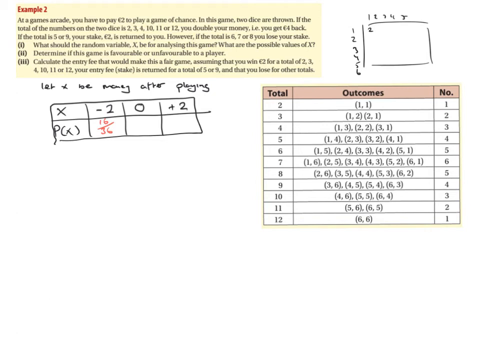Okay, it then says if I get a 5 or a 9, then I get my money back. So 5 or 9, let's have a look. 5: 1, 2, 3, 4. 9: 1, 2, 3, 4. So that's going to be 8 out of 36.